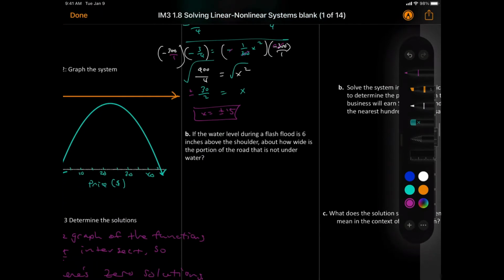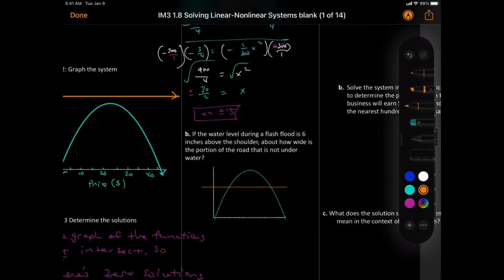B, if the water level during a flash flood is 6 inches above the shoulder, about how wide is the portion of the road that is not under the water? So if I draw myself a quick graph, this is my road exaggerated, and then I do something like this.